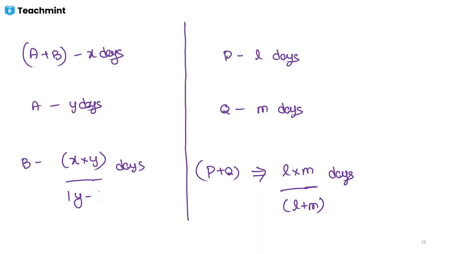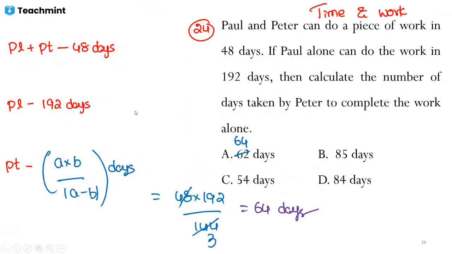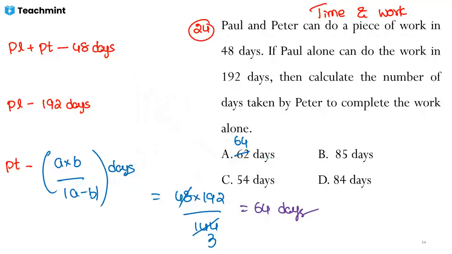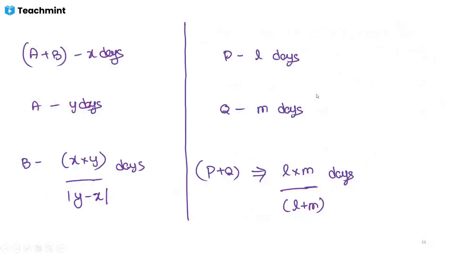In time and work, there is a concept to discuss, where you assume some work and solve like that. But now our target is to clear the exam. So how you can go and solve more and more questions is what we discuss. 64 days. You observe 64 days is correct. So product divide by difference when they're given together and asking alone. When they are given alone and asking for together, then product divide by summation should come.